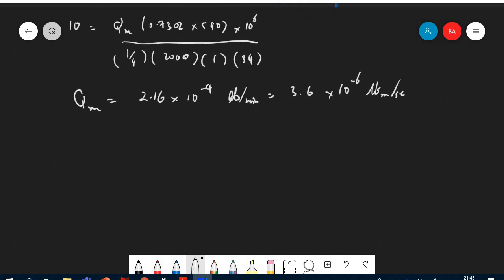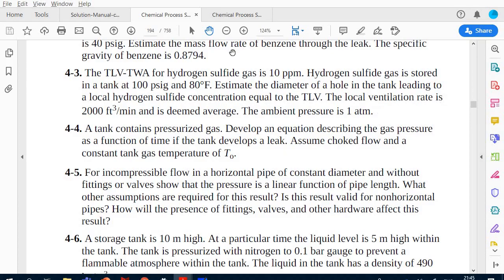Now, is it enough? Did we finish or not? Actually, we didn't finish. Why? Because if you go back to the question, it says estimate the diameter of the hole in the tank leading to a local hydrogen sulfide concentration equal to the TLV. So what I found here was just the leakage rate, the QM, but I didn't find the diameter.